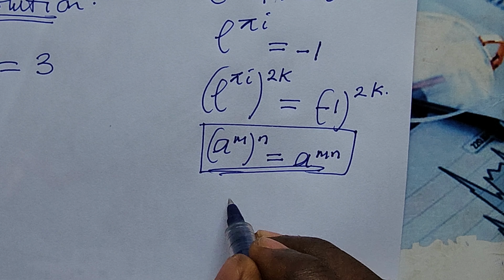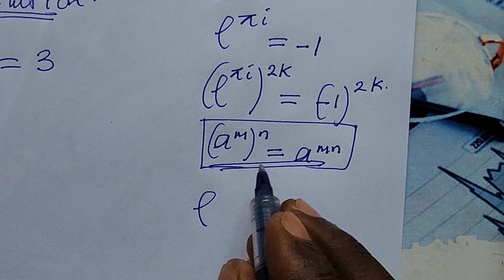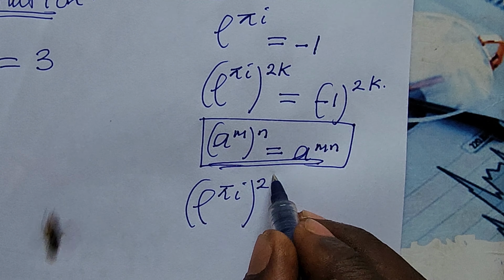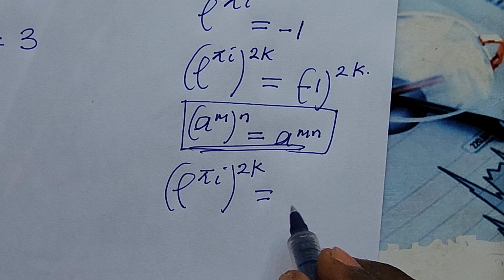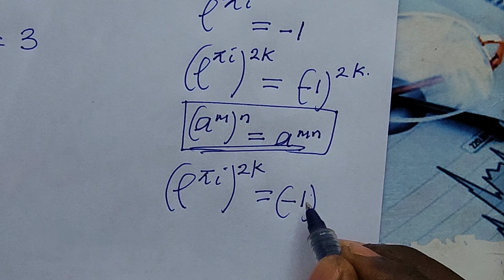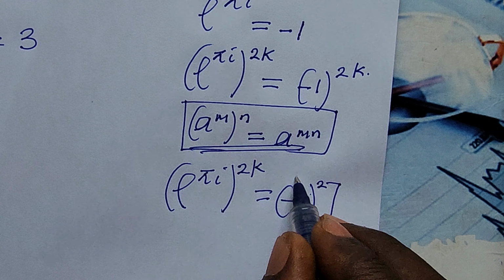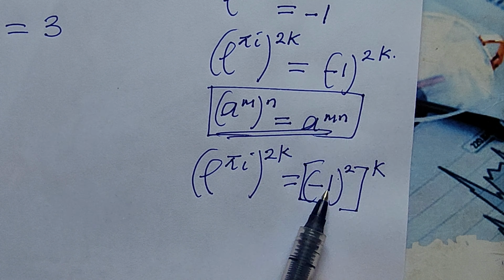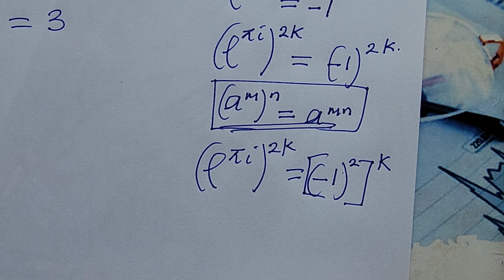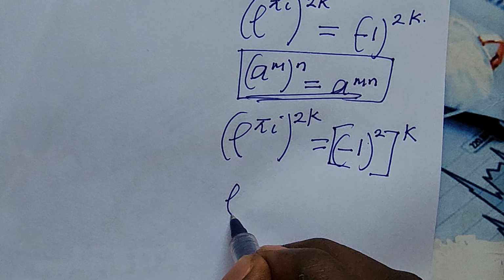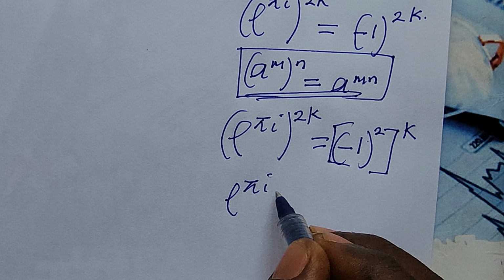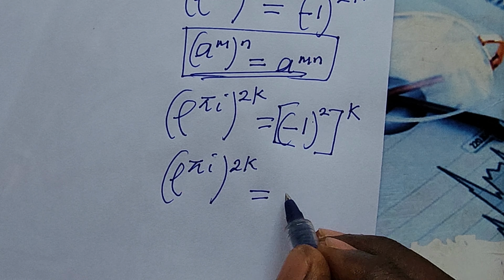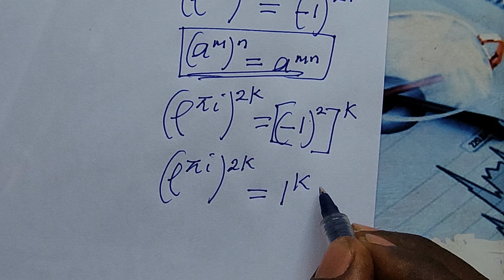So this is going to give us e to the power of pi i, all raised to the power of 2k, equal to minus 1 all raised to the power of 2, in square bracket, raised to the power of k. So what is minus 1 to the power of 2? That will give us positive 1. And so e to the power of pi i all raised to the power of 2k is equal to 1 to the power of k.